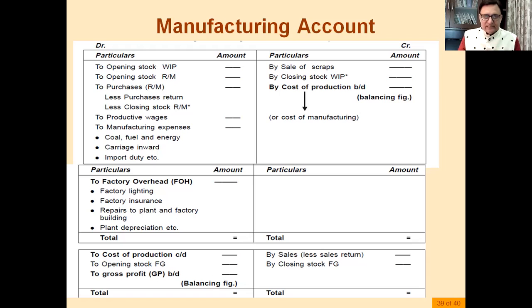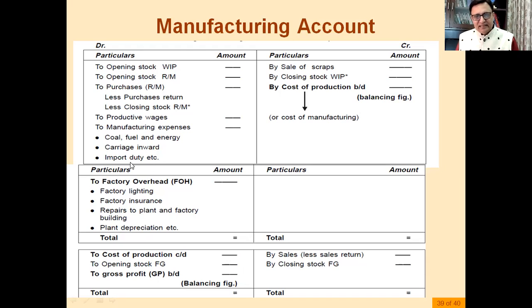So all these figures which are written here will be taken from the balance sheet or additional information. So here opening stock of work in progress is there, opening stock of raw material is there, purchase of raw material less purchase return, closing stock of raw material, all the expenses which are direct expenses like productive wages, manufacturing expenses, coal, fuel and energy, carriage inward, import duty, all are posted on the debit side of the manufacturing account.